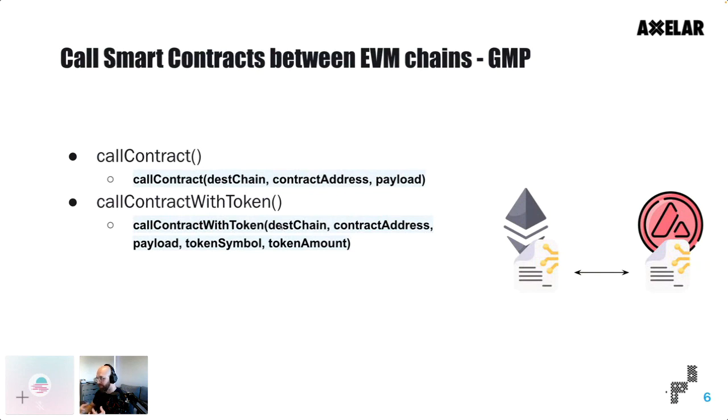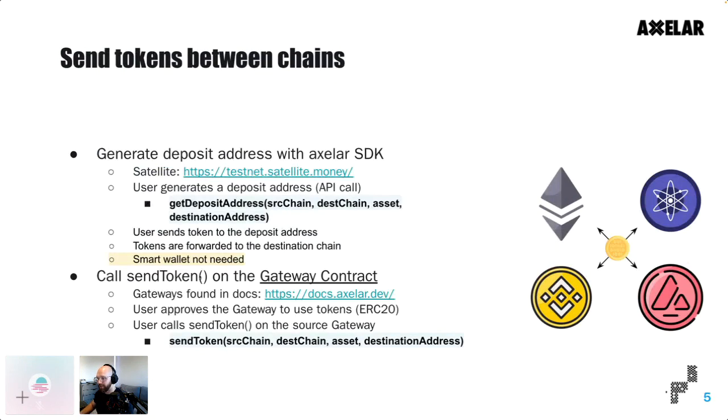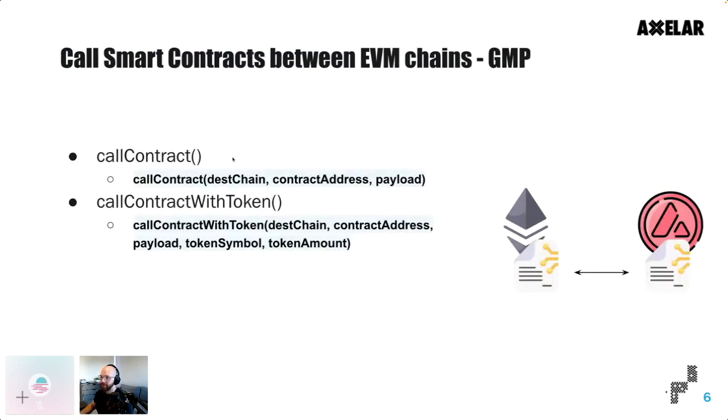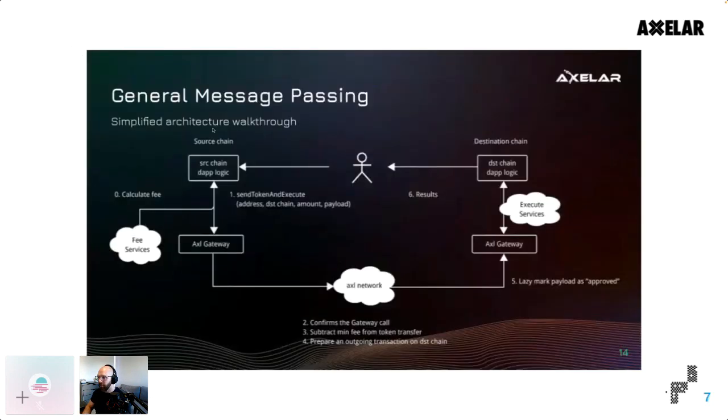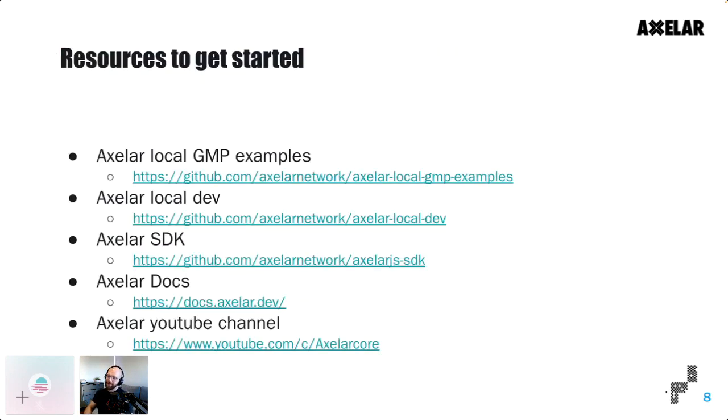If you want to just transfer the tokens, you can use the send token function on the gateway contract, or the get deposit address function in the SDK. And if you want to do something more complex, such as calling an arbitrary function from one chain to another chain in the EVM ecosystem, you can use the call contract and call contract with tokens. And again, all the useful resources are available here.